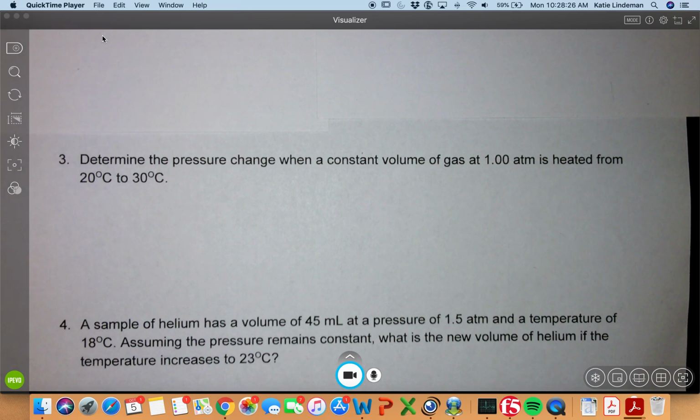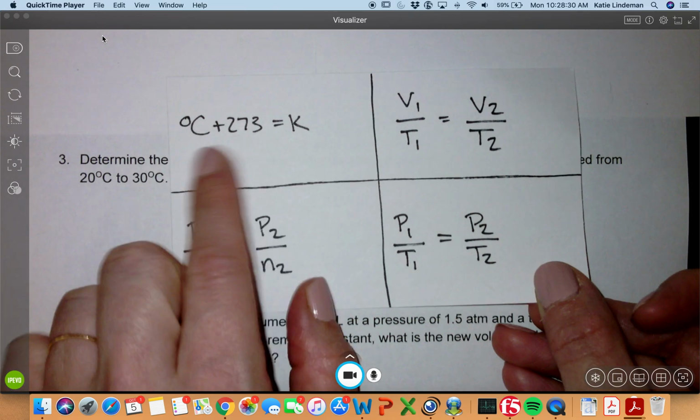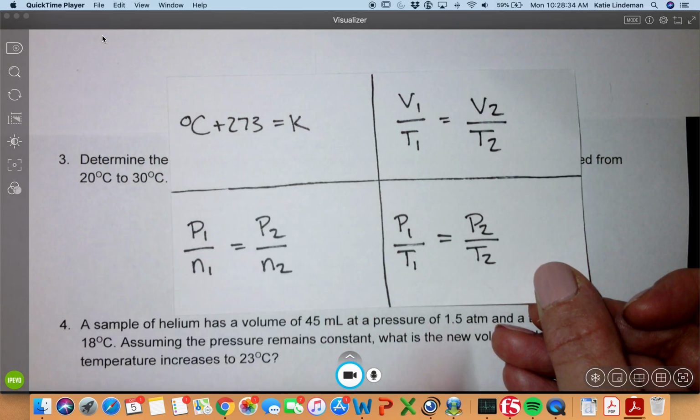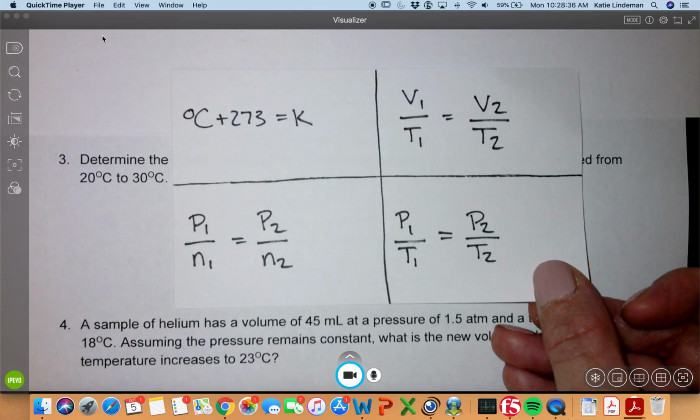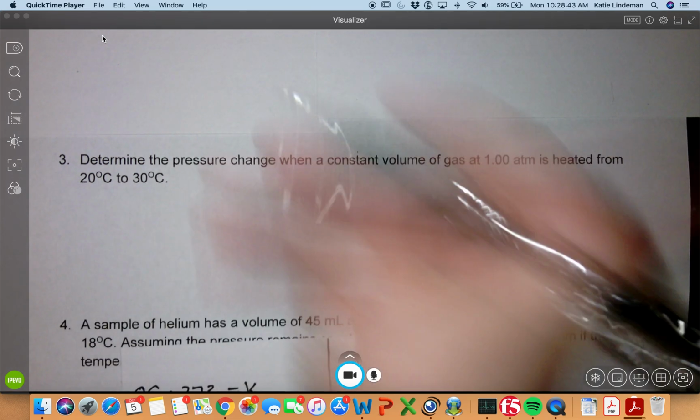Okay, so remember all these problems, we're starting by looking at this. We have our degrees Celsius to kelvins conversion, and then we have these three formulas that we need to sort out which of these formulas we are going to need.